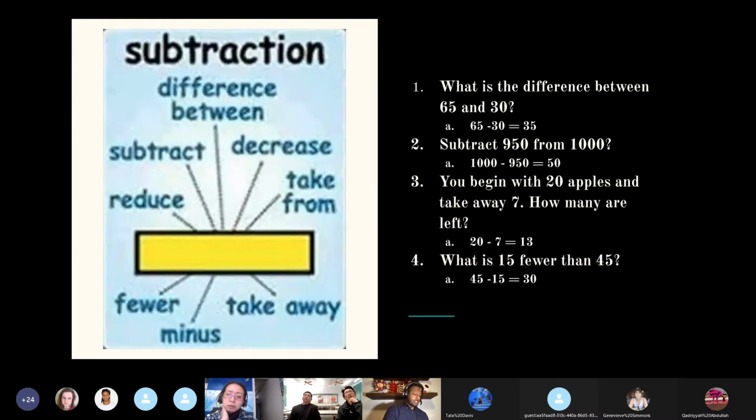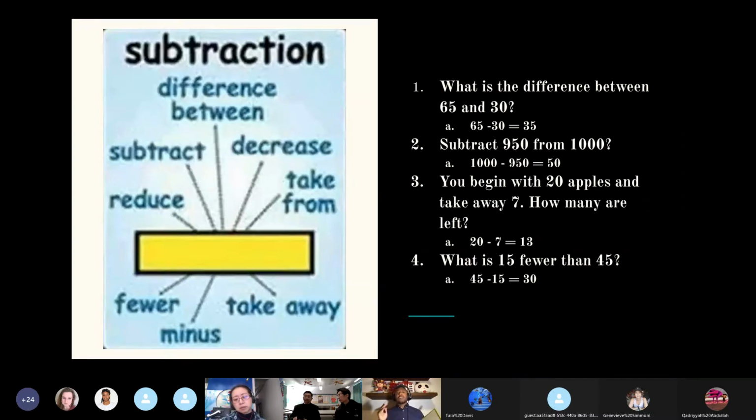So in English, when we're teaching subtraction, difference is one of the main words that they drill into us as students. Whenever you see a problem that's asking for the difference, it means that it's a subtraction problem. So what is the difference between 65 and 30? That would just be 65 minus 30 equals 35.